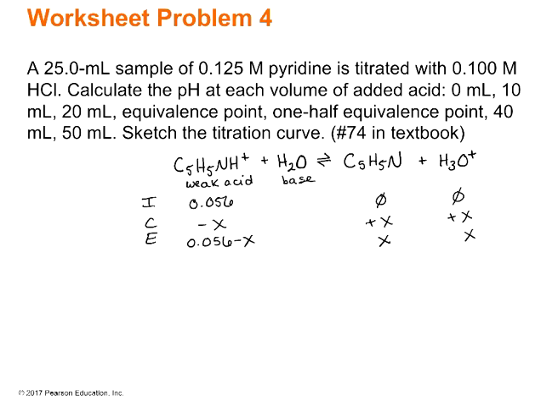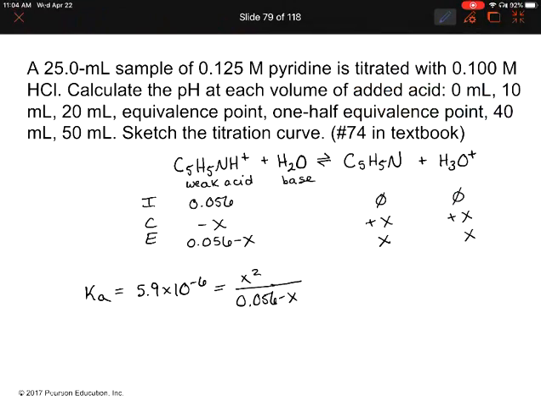Okay, so now we're going to use the acid ionization constant expression for this weak acid. And earlier we determined that the Ka value was 5.9 times 10 to the negative 6. And that will equal products over reactants. So X squared over 0.056 minus X. And this Ka value is pretty small, so we can assume X is small as well. So let's just ignore the change in X in the denominator.